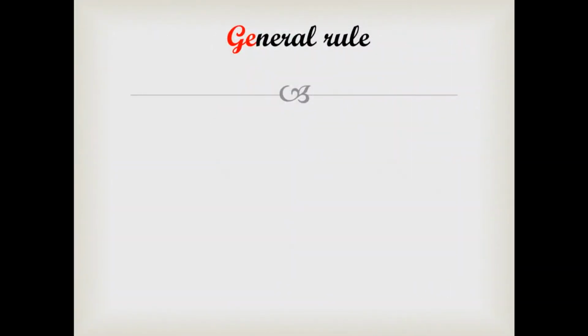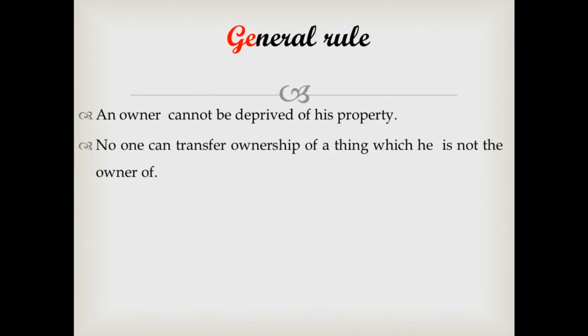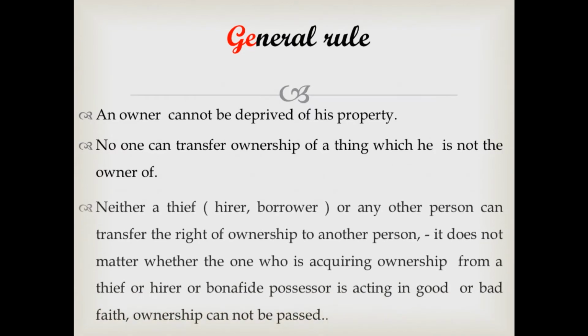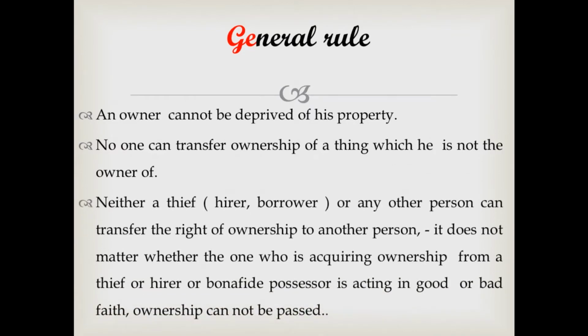That was ownership. Now let us look at the general rule regarding ownership. An owner cannot be deprived of his property. No one can transfer ownership of a thing which he is not the owner of. That is the general rule. So neither a thief or any other person can transfer the right of ownership to another person.